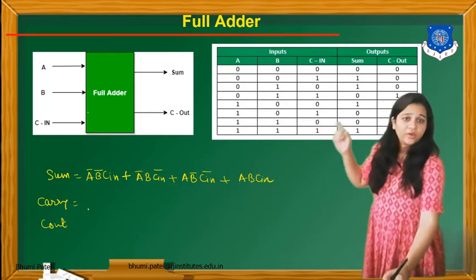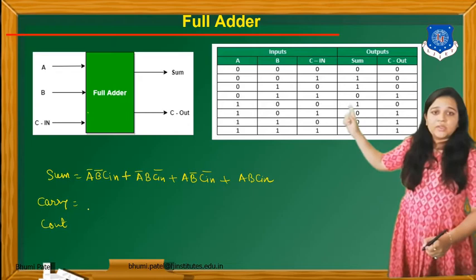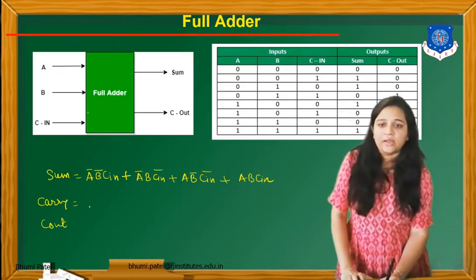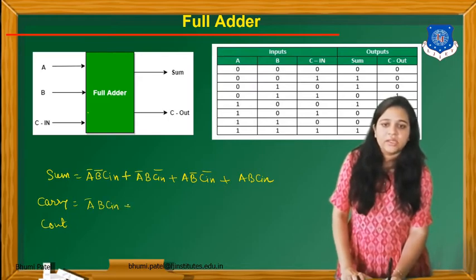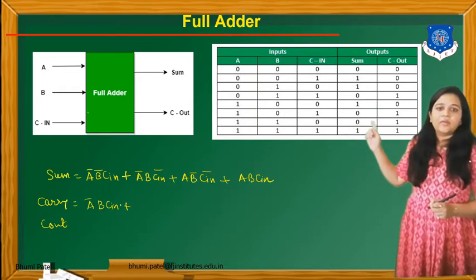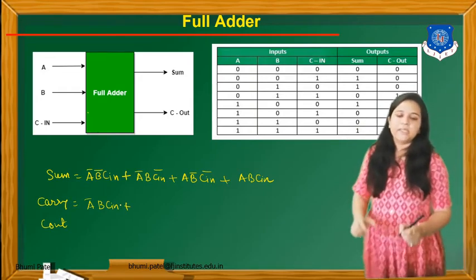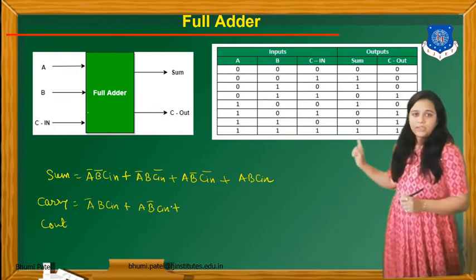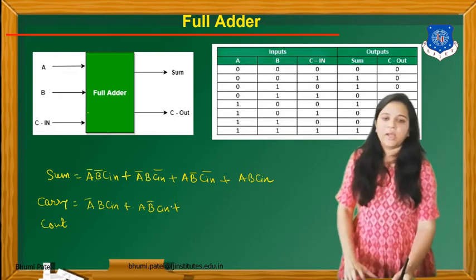So first of all, one is here. So what is the equation? A bar B into C in. So we can write here A bar B C in plus the second one, that is A B bar C in. The third one is A, B and C in bar.